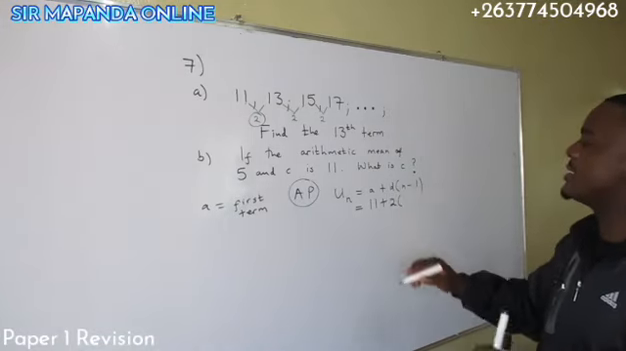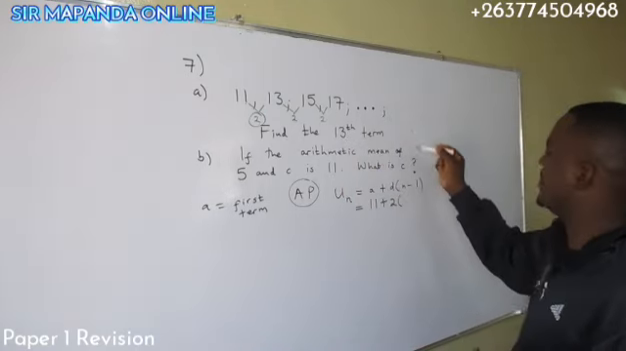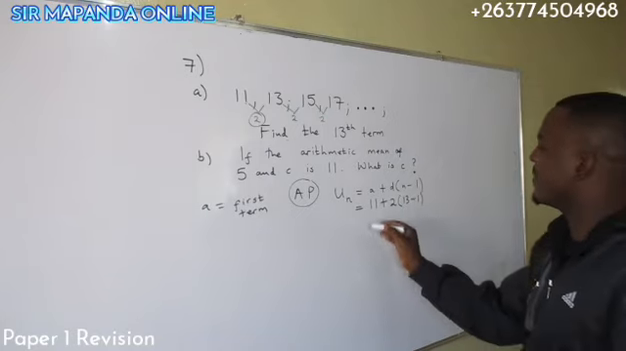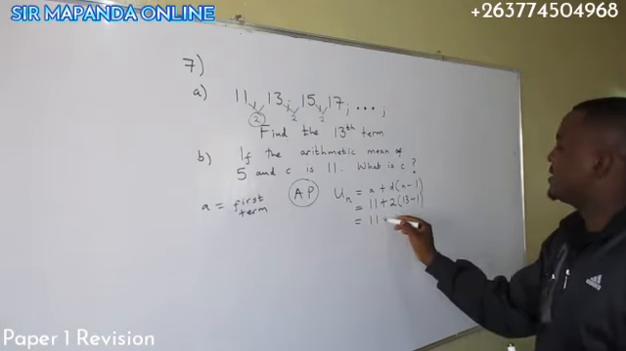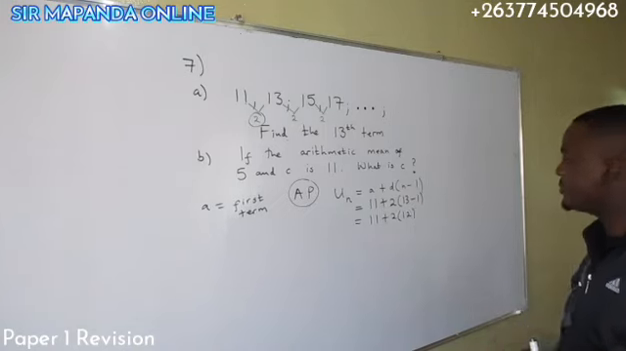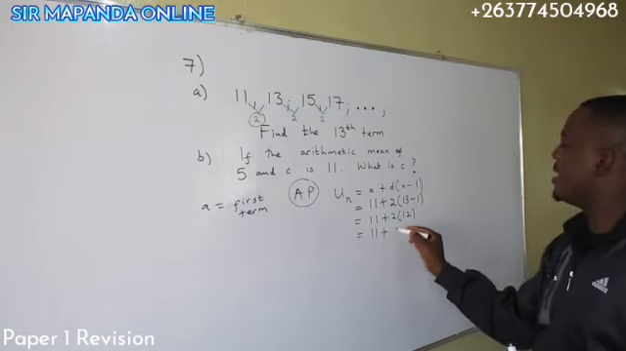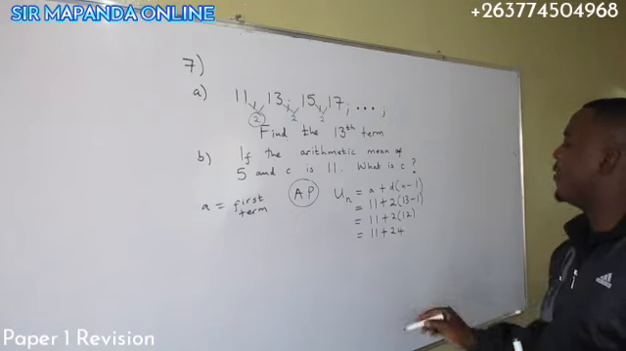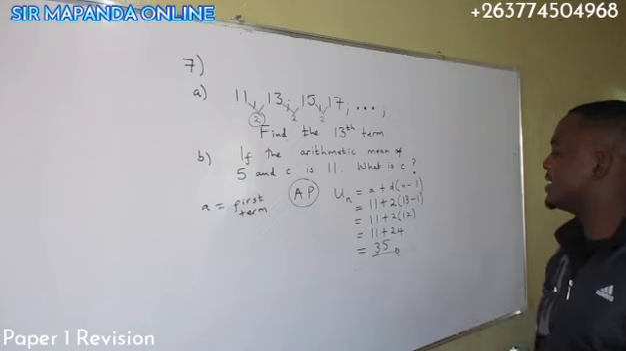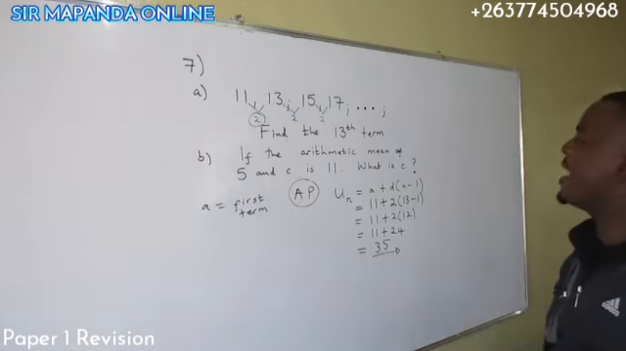Then N means the nth term. The question is requiring you to find the 13th term. So our N is 13. You say 13 minus 1. So 11 plus 2, open bracket, 13 minus 1, you get what? 12. Right? So 2 times 12, it's now 11 plus 24. Your final answer is 35. So the 13th term is 35.